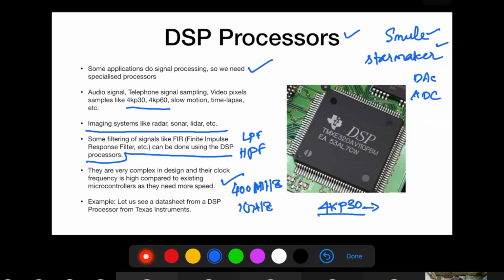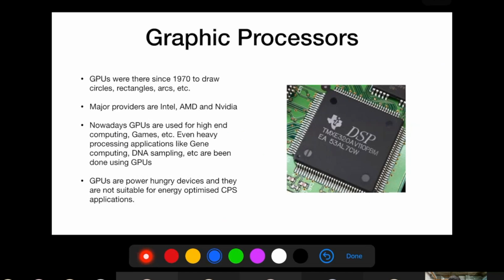For example, let us see a data sheet from a DSP processor from Texas Instruments. Anyway, after the next slide, I will show you the data sheet. The data sheet is one important concept that everyone has to understand. I'll show you another machine.